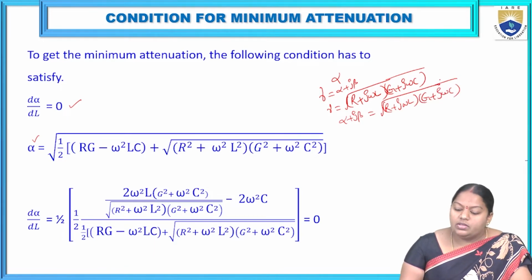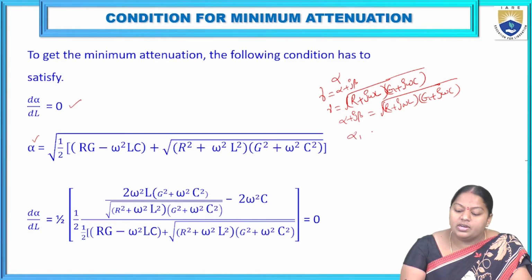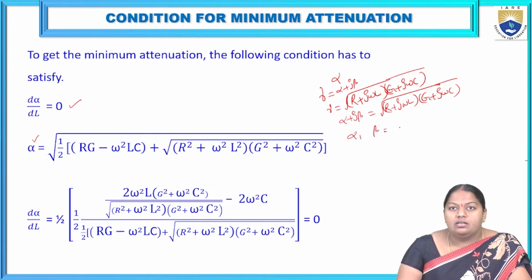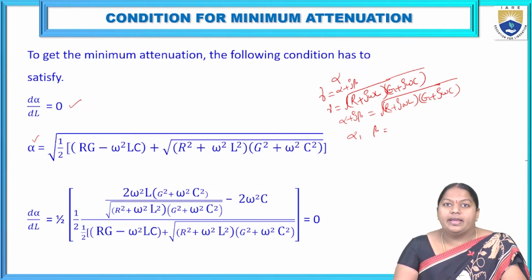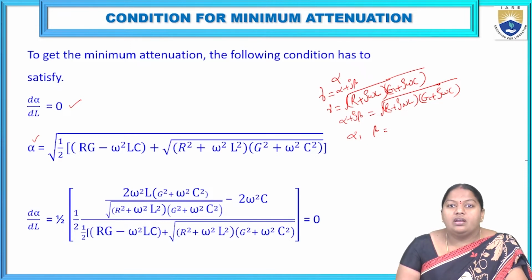If we equate these two equations, squaring on both sides and considering magnitudes on both sides, we evaluate the equations for alpha as the real term and beta as the imaginary term. Depending upon this alpha and beta, we have evaluated the propagation constant and characteristic impedance of a lossless transmission line. Here, to find the minimum attenuation condition, we consider alpha and differentiate that equation with respect to L.